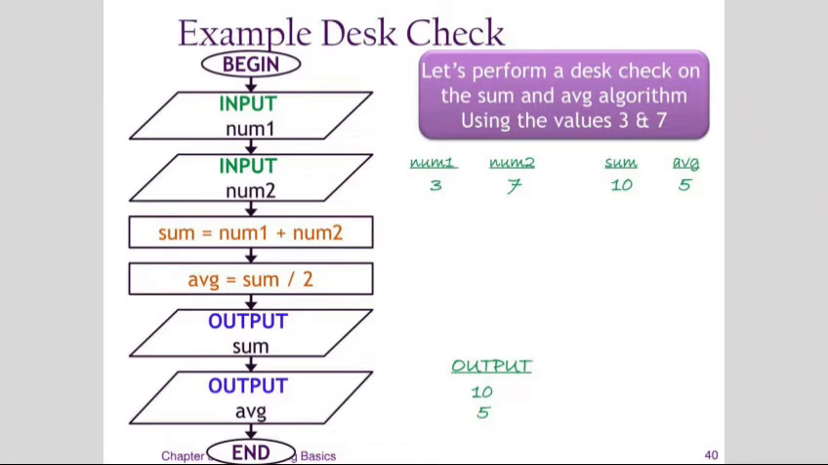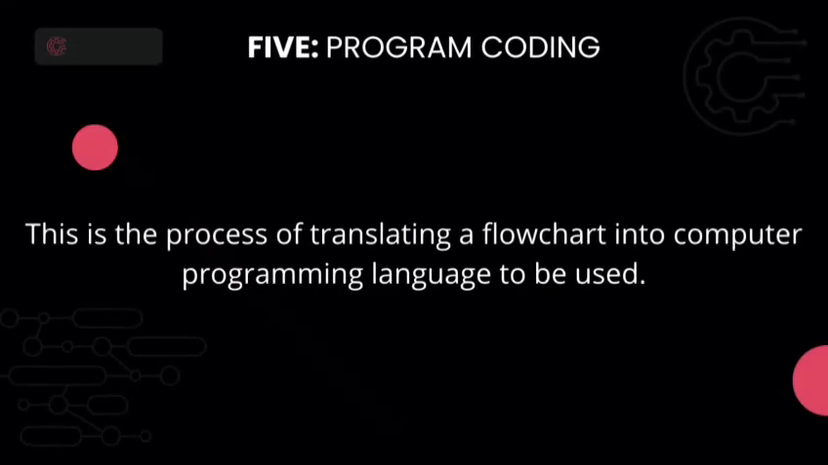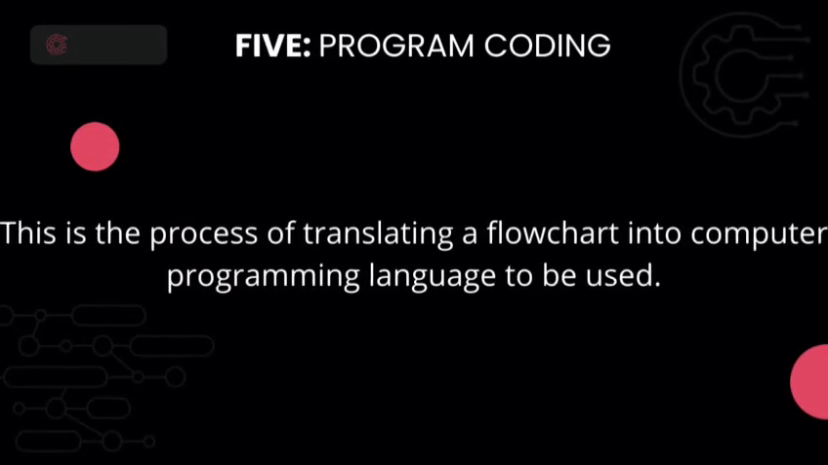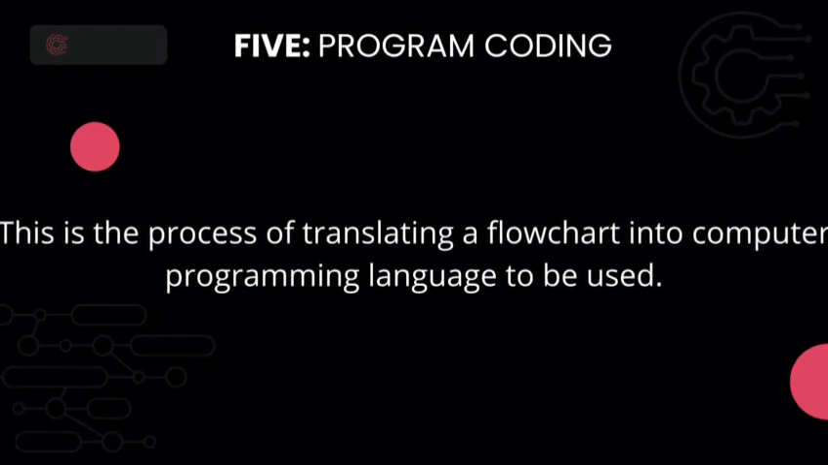Now, you can try it with any other number. That's what happens during dex checking. Dex checking. Now, in a normal program, you call it dry running. Okay, next, after we talk about dex checking, the next is program coding.